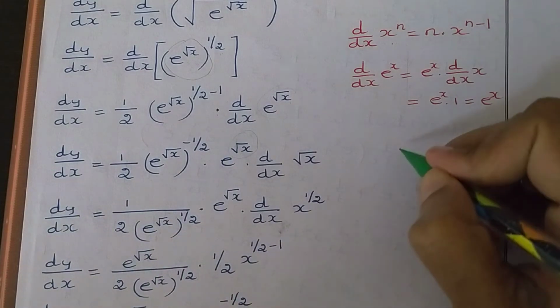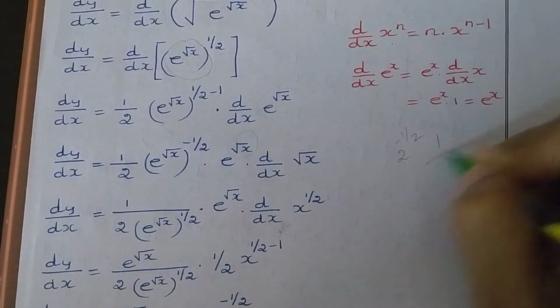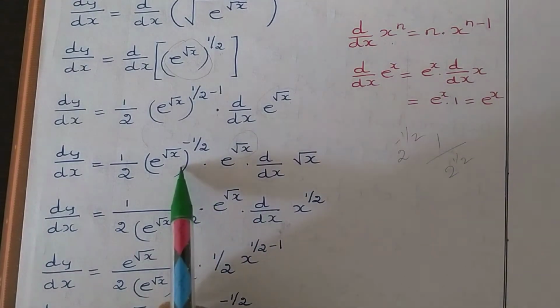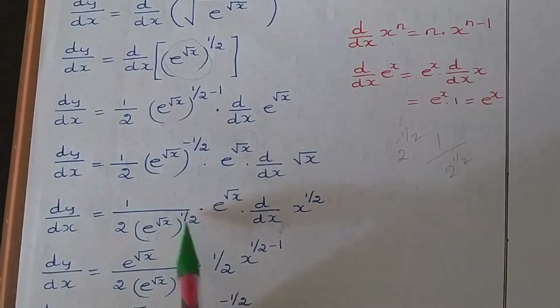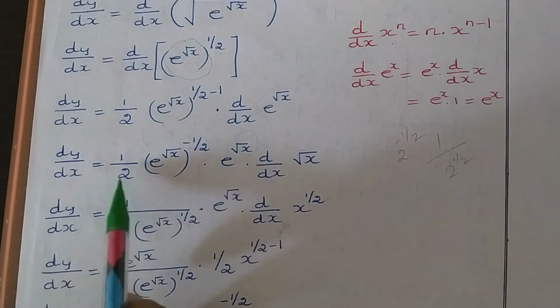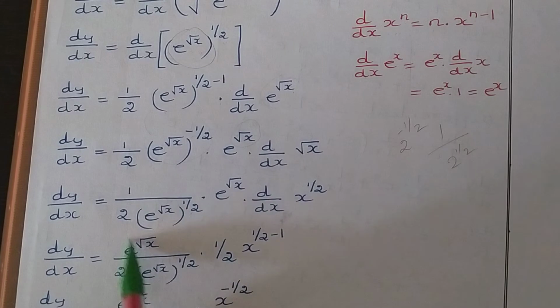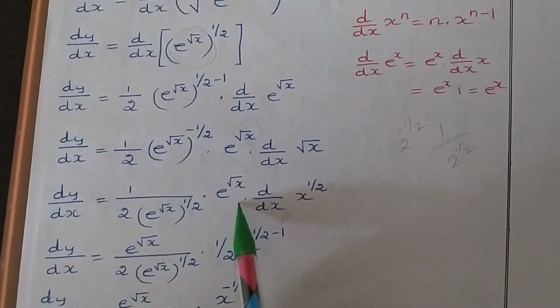For example, if you have 2 to the power minus half, then we can write that as 1 divided by 2 to the power half. Same thing I am doing here. This I am writing in the denominator by taking here plus half by removing this minus. So 1 divided by, already we have 2, e to the power square root x to the power half into e to the power square root x.